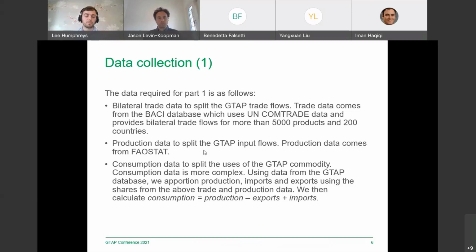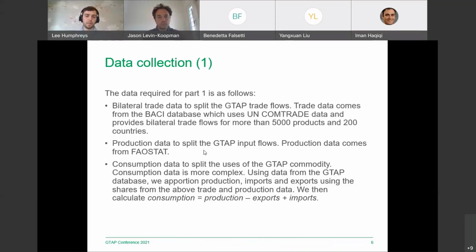So where does the data come from? To split the GTAP trade flows, we use bilateral trade data that comes from the BACI database, which comes from CEPII. This uses UN Comtrade data, and it gives us bilateral trade flows for more than 5,000 products at the HS6 level and 200 countries. Then we use this data, aggregate it up to our aggregation, and we've got data to split the trade flows.